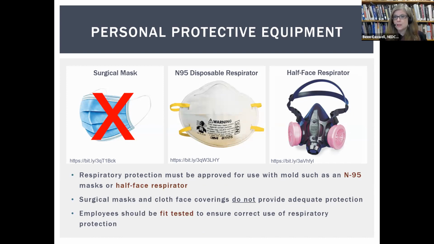And it's really important that your mask fits correctly. Everyone's face is a different size and different shape. And if you don't have a good seal, then your mask isn't going to do what it needs to do.